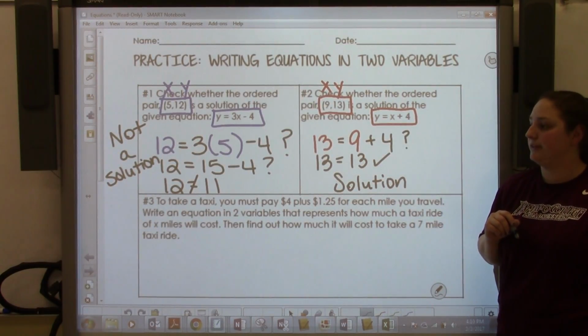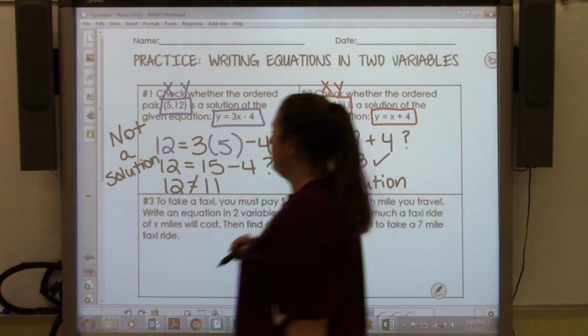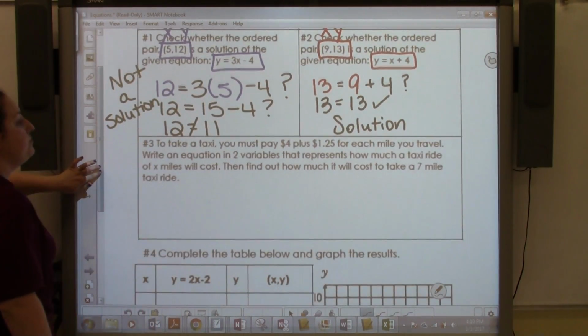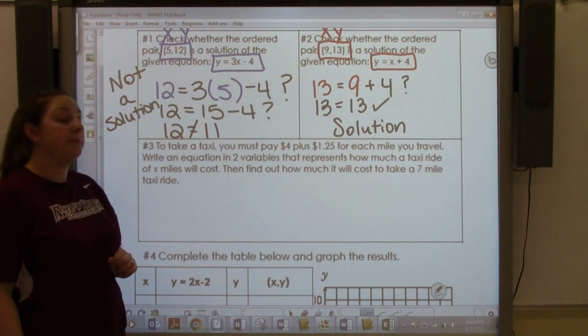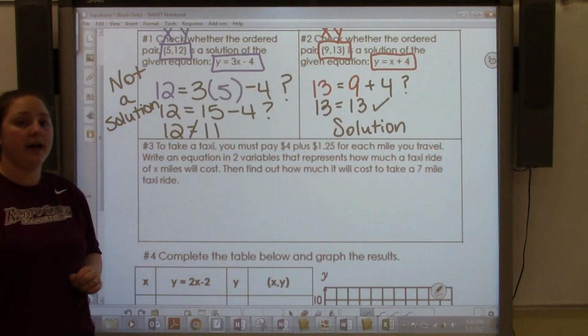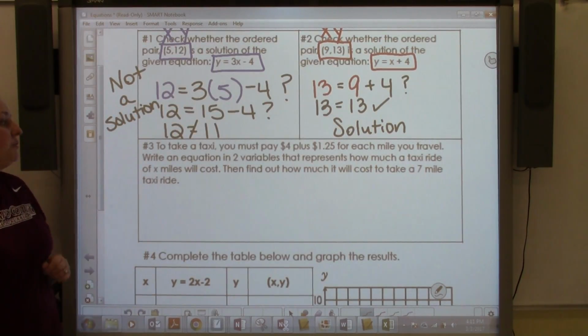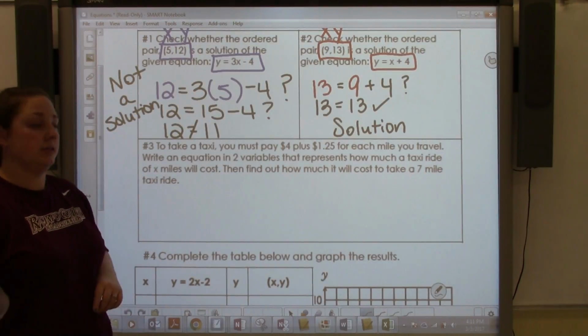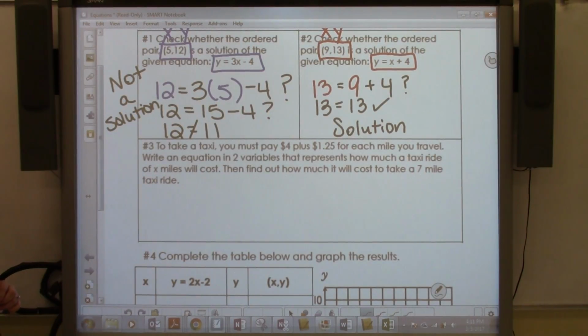All right, moving on to the word problem. In number 3, it says to take a taxi, you must pay $4 plus $1.25 for each mile that you travel. We want to write an equation in 2 variables, so we're going to need an x and a y, that represents how much a taxi ride of x miles will cost. Then we're going to find out how much it will cost to take a 7-mile taxi ride.